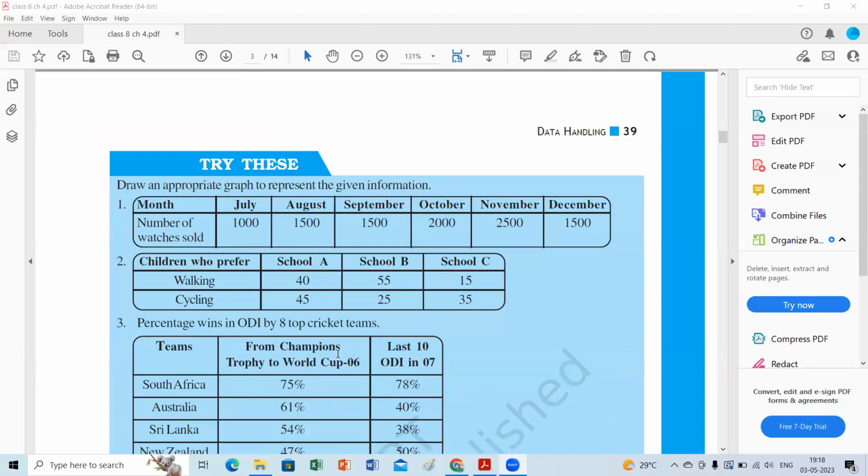There are a few questions we can do through the board, children. Draw an appropriate graph to represent the given information. Months July to December: August, September, October, November. Number of watches sold.